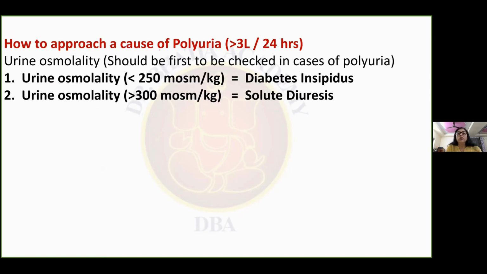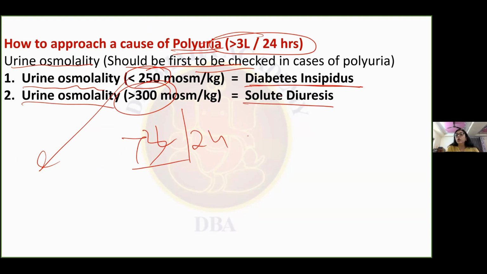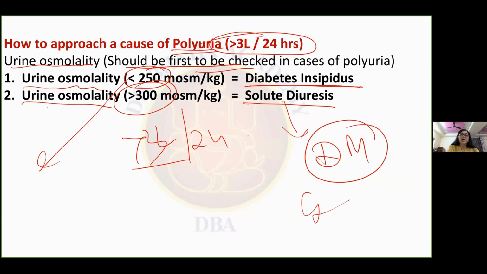Now, how to approach a case of polyuria? If a patient presents to you with a urine output of more than 3 liters in 24 hours, you first measure the urine osmolality. If the urine osmolality is less than 250, that is a dilute urine, and probably you are dealing with diabetes insipidus. But if the urine osmolality is high, you are probably dealing with solute diuresis, that means diabetes mellitus with glycosuria. There is high osmolality.